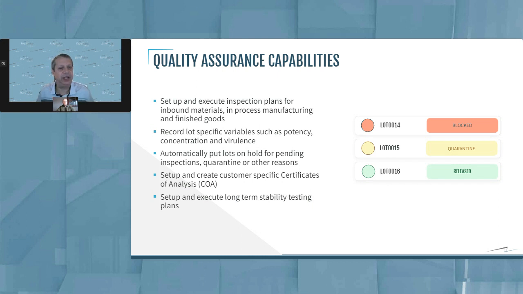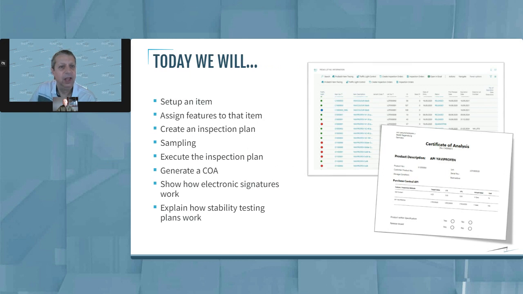We'll also take a look at how we generate certificates of analysis and also talk about how we can set up and execute long-term stability testing. So specifically what we're going to do today, we're going to set up an item, we're going to assign features to that item, there's lot-specific variables. We're going to create an inspection plan, we're going to execute that inspection plan, we'll show you sampling, how that works, for the items to be tested. We'll generate certificate analysis. We'll also show how electronic signatures work.